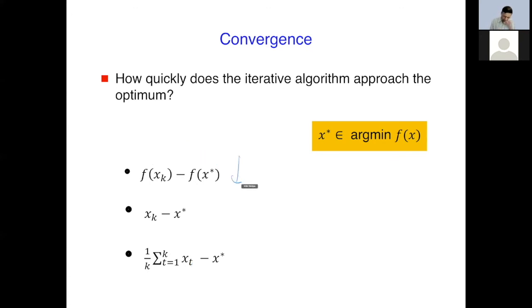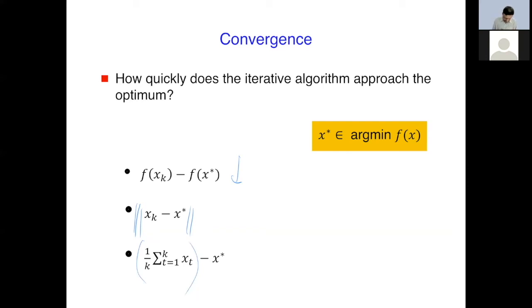So you want to make this small. Or what we are trying to bound is the distance between x_k and x*, which is to say how far you are from the true minimum of the cost function, and maybe we care about the L2 norm of this distance. So in some cases the results are bounding this difference, and in yet another case you have results that bound this difference.